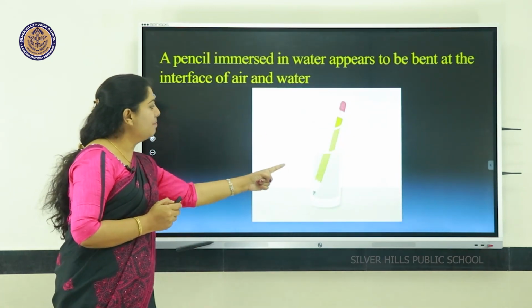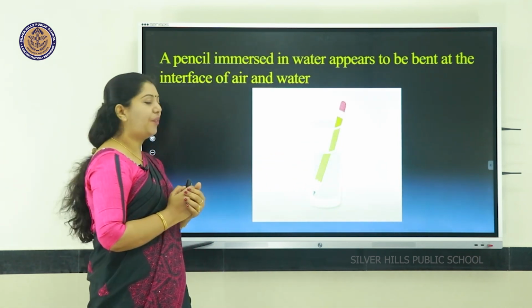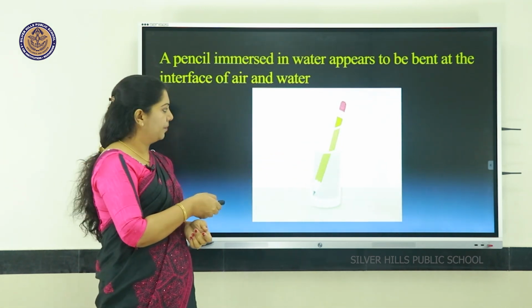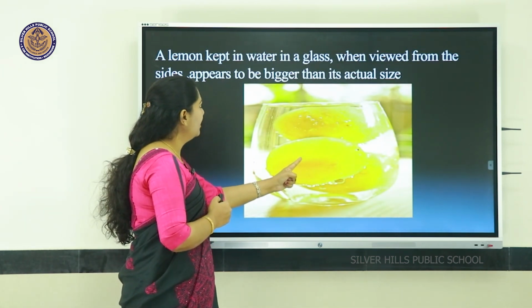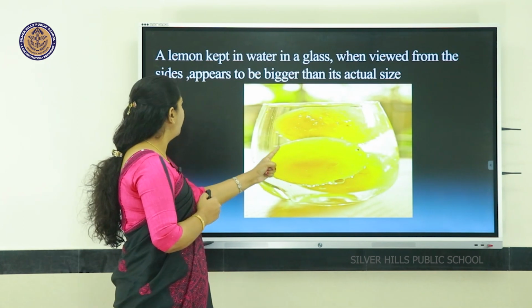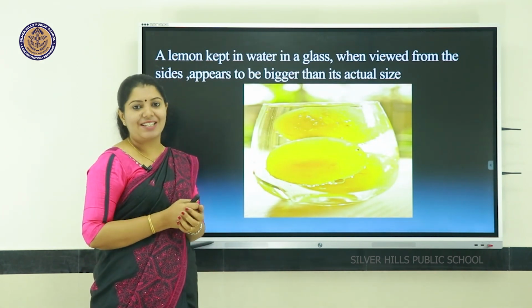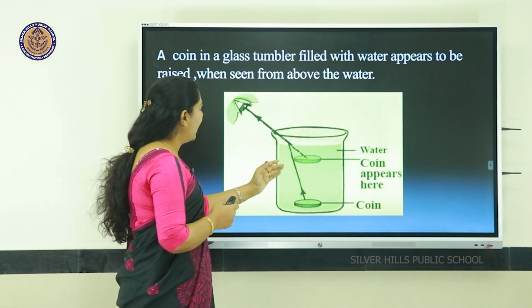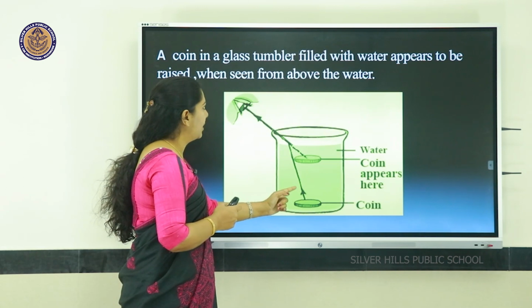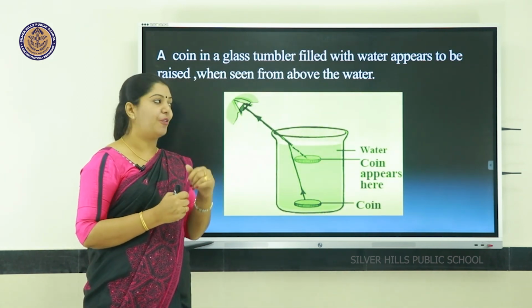A pencil immersed in water appears to be bent at the interface of air and water. A lemon kept in water in a glass when viewed from the sides appears to be bigger than its actual size. A coin in a glass tumbler filled with water appears to be raised when seen from above the water.